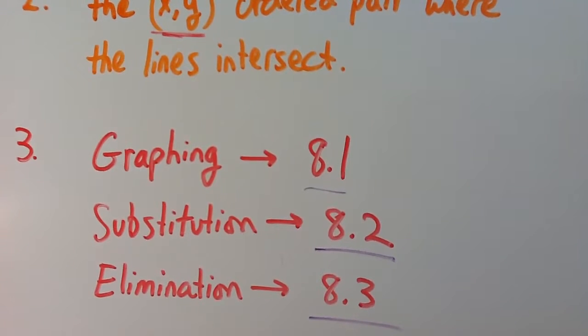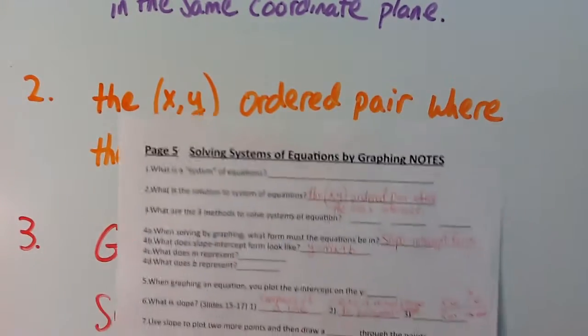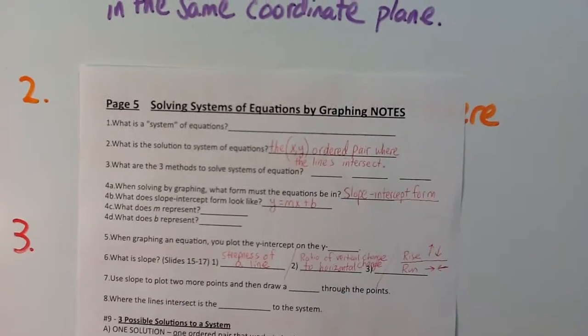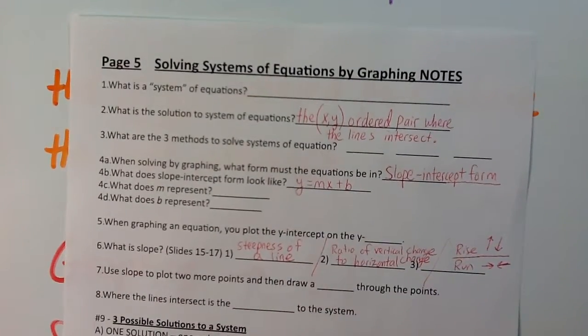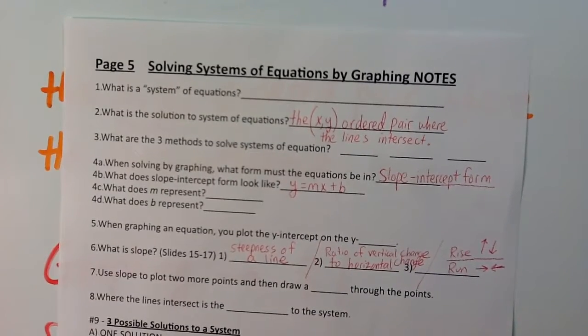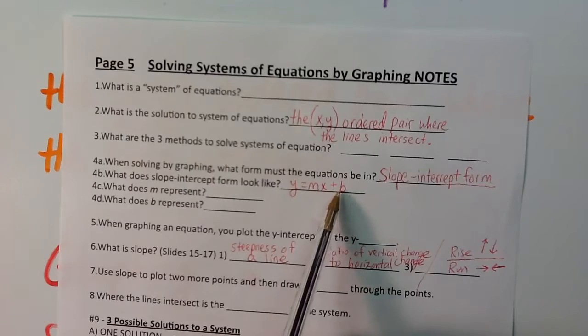Number 4 on your notes. When solving by graphing, what form must the equation be in? It must be in slope-intercept form, which we've already learned, and it looks like this: y equals mx plus b. Essentially you're solving the equation for y, with y on one side and everything else on the other.